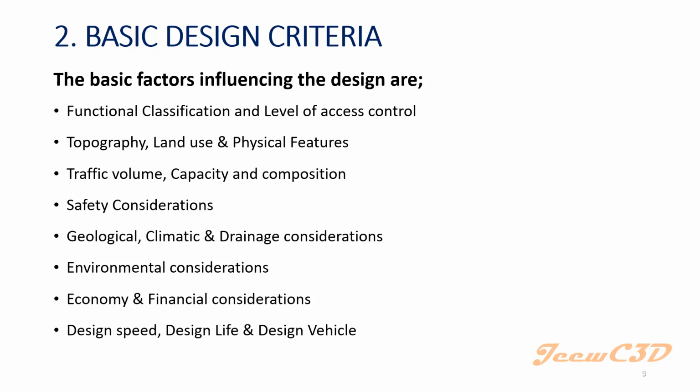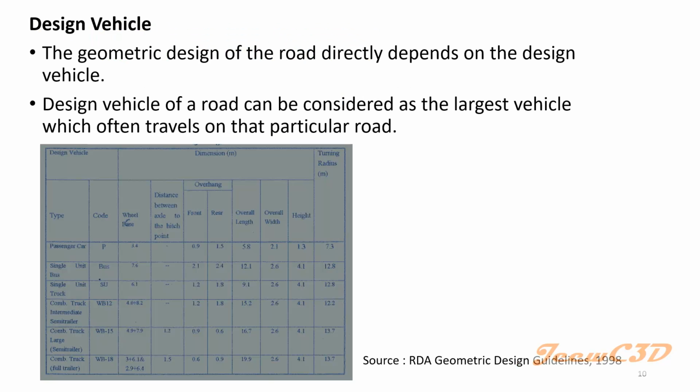I will move on to the next slide to show you the design vehicles. These are the design vehicles that we use for RDA. So you have this single unit truck. You have the dimensions here. Single unit truck, you call it SU. So its overall width is 2.6 meters and it has a turning radius of 12.8 meters.